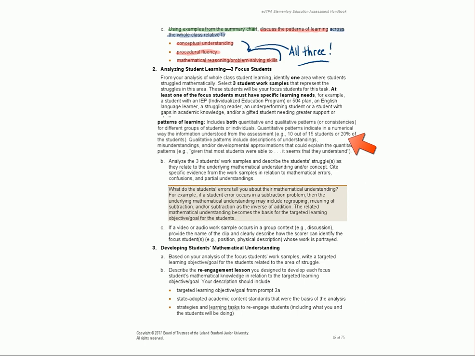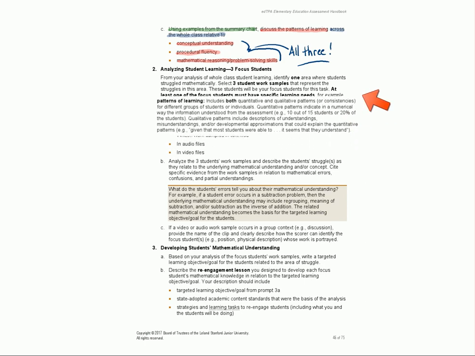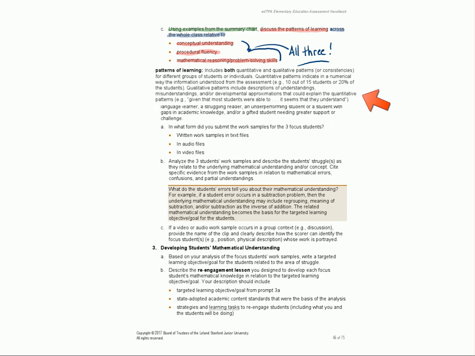Okay, so my suggestion for in your write-up for this particular prompt is that you use that kind of phrasing. Okay, so 3 out of my 15 students or 8 out of my 15 students showed this form of conceptual understanding or this misunderstanding. 5 out of my 15 students did well in procedural fluency, but 6 of my 15 students struggled with this particular piece of the procedure. So think about everything in terms of patterns of learning. Okay?